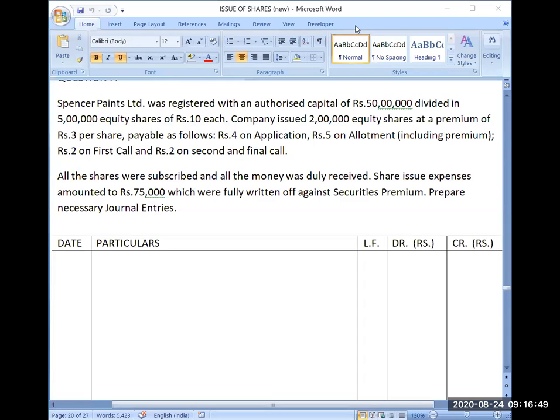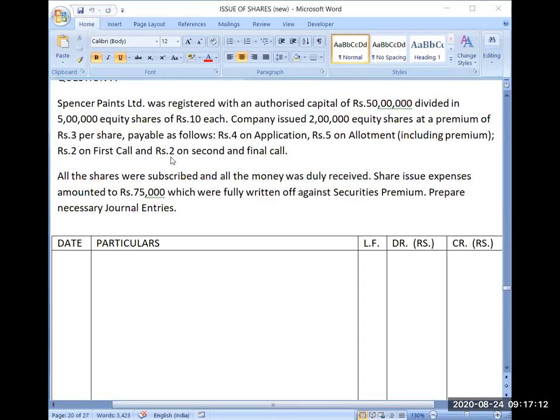Okay. Now see this question. It says Spencer Paints Limited was registered with an authorized capital of rupees 50 lakh. Here you have to be very careful. It is clearly mentioned that it is rupees 50 lakh.